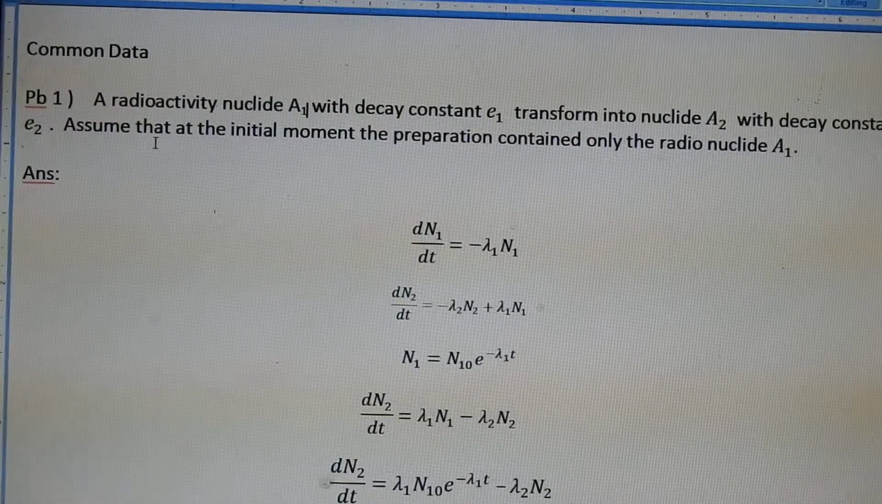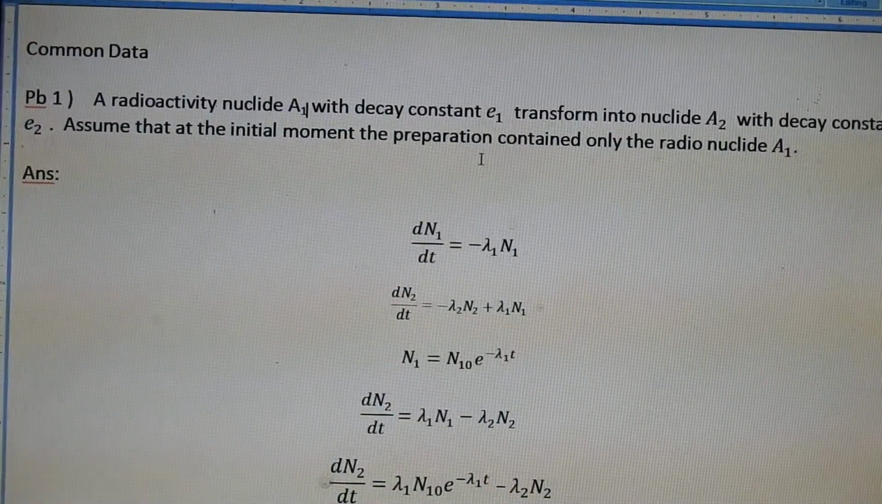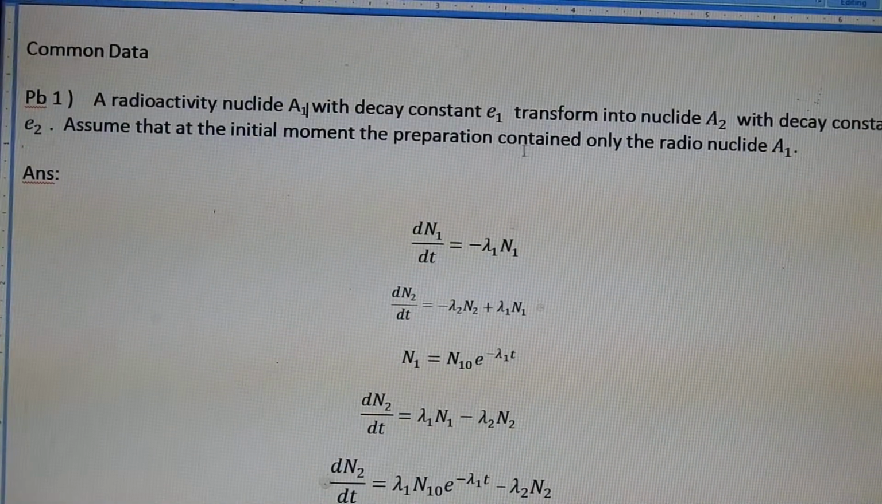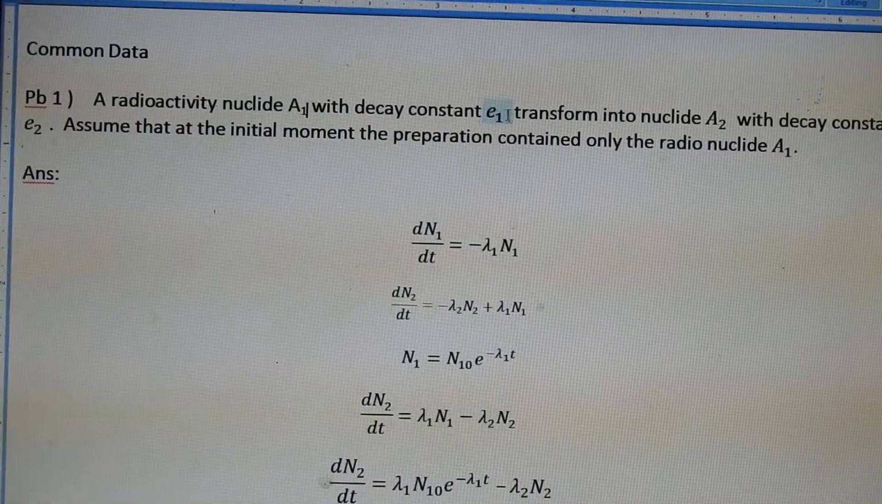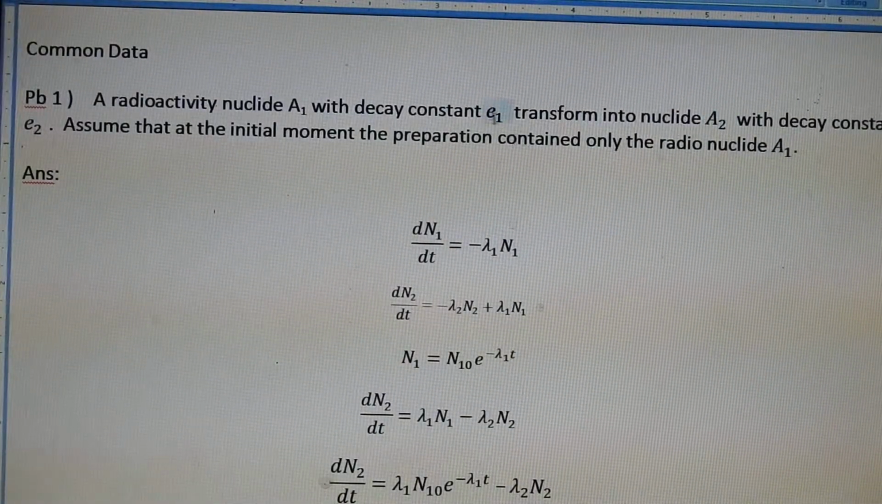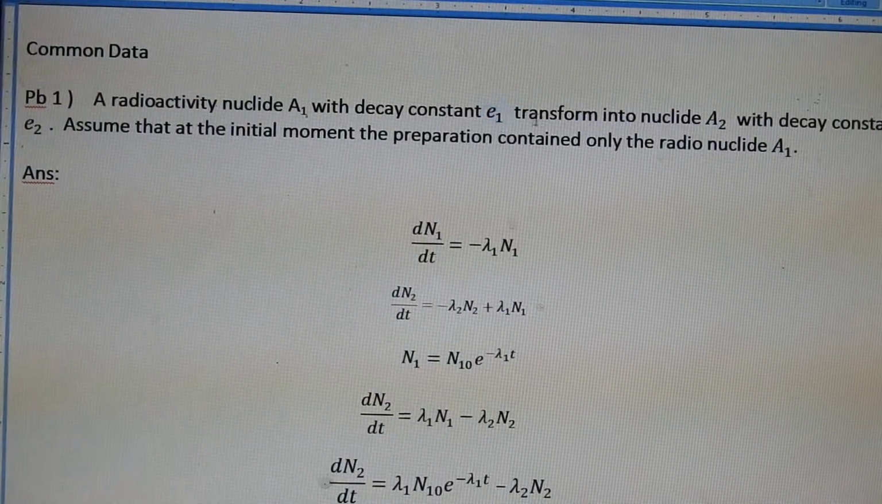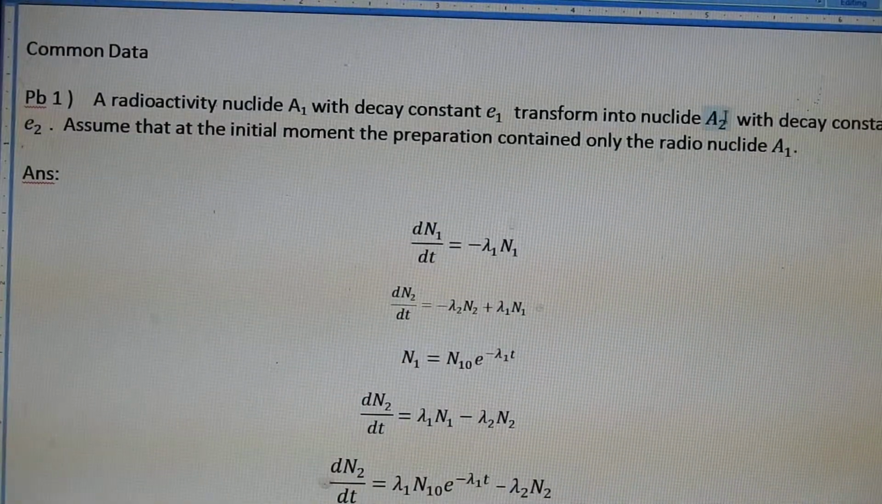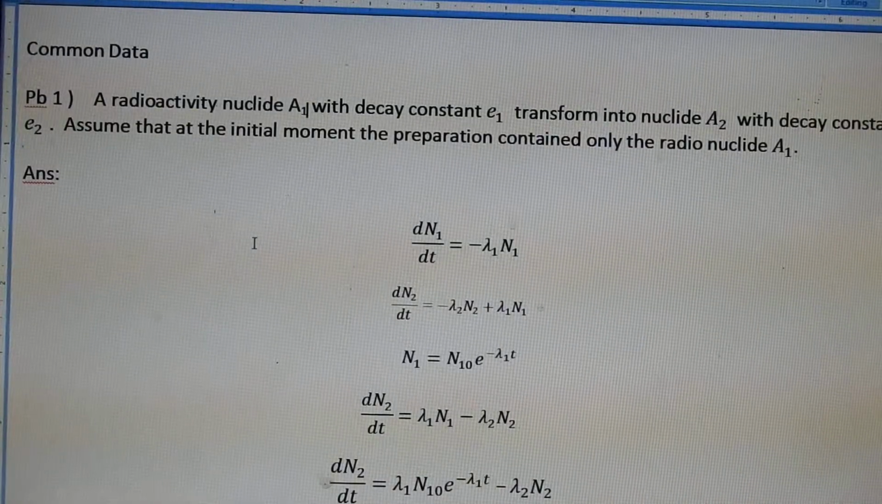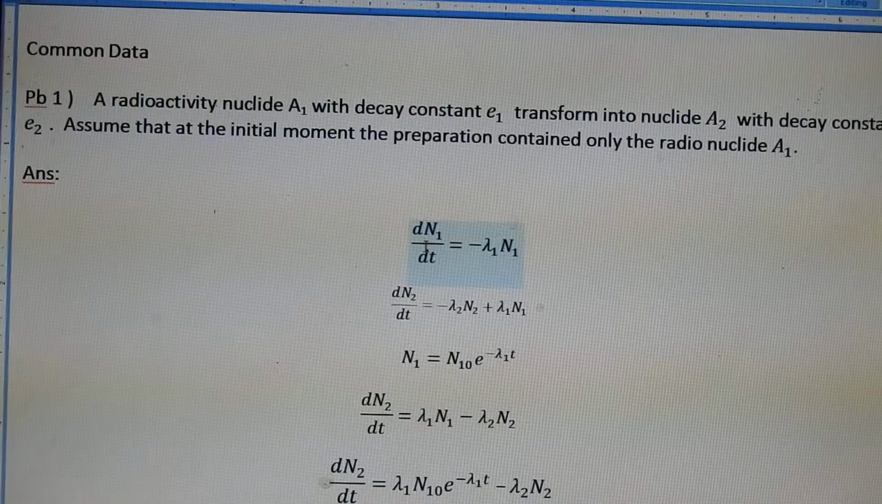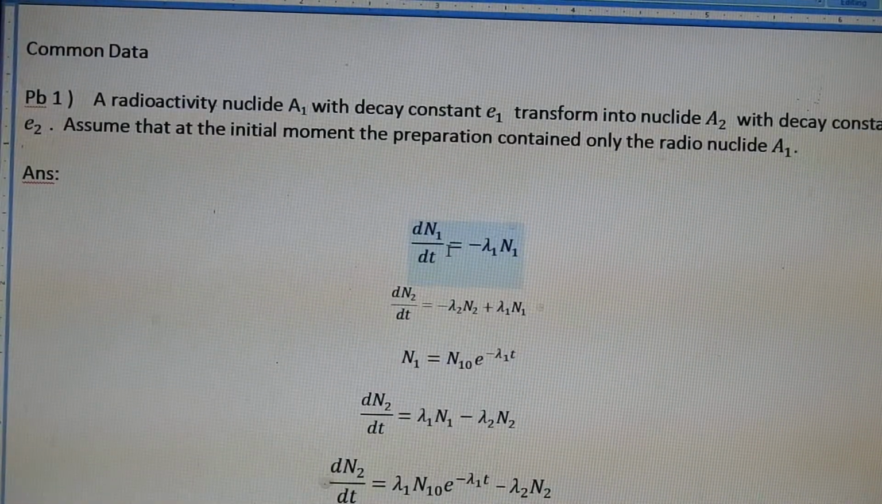Assume that at the initial moment the preparation contains only the radionuclide A1. So at the initial moment only A1 is there. Later it is transformed into A2 with decay constant λ1, and later A2 is also decaying with a constant of λ2. So we have to find the total number of nuclei N2; we are finding the value of N2.